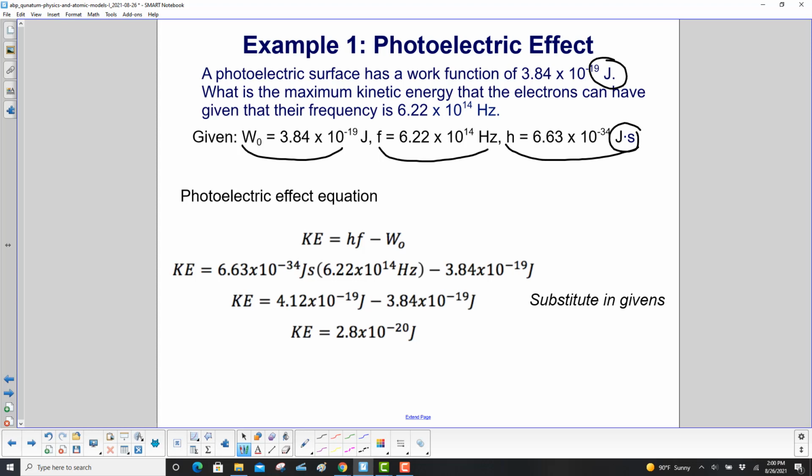So our photoelectric effect equation is kinetic energy is hf minus the work function. So here's h, here's the frequency, and here's the work function we've substituted in our givens. Then just carry out the math, and you get the maximum kinetic energy will be 2.8 times 10 to the minus 20th joules.